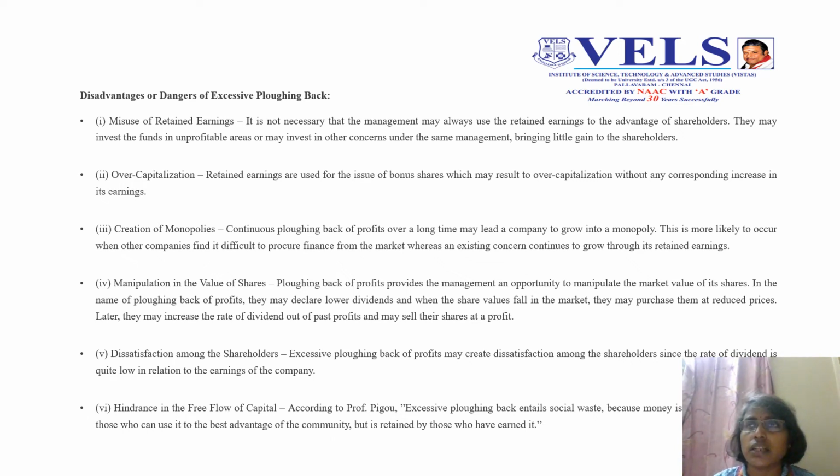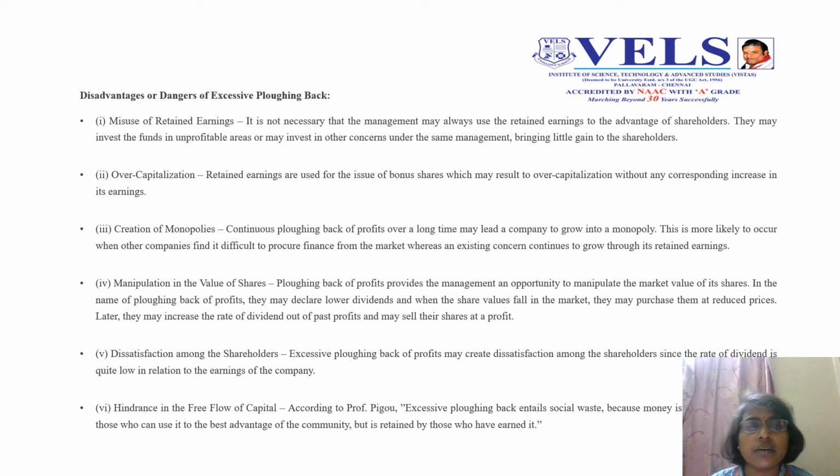Which means the company purchases at the lowest price, and after some period of time they may announce a higher dividend. During that time the share price may increase, and the company will reap the benefits of the capital gain. So this happens in real time, the manipulation of the share price of a company because of excessive plowing back. Artificially they are reducing the share price, and after some period, because of the higher dividend, the share price increases and the company reaps the benefit. So this is another drawback of excessive plowing back.